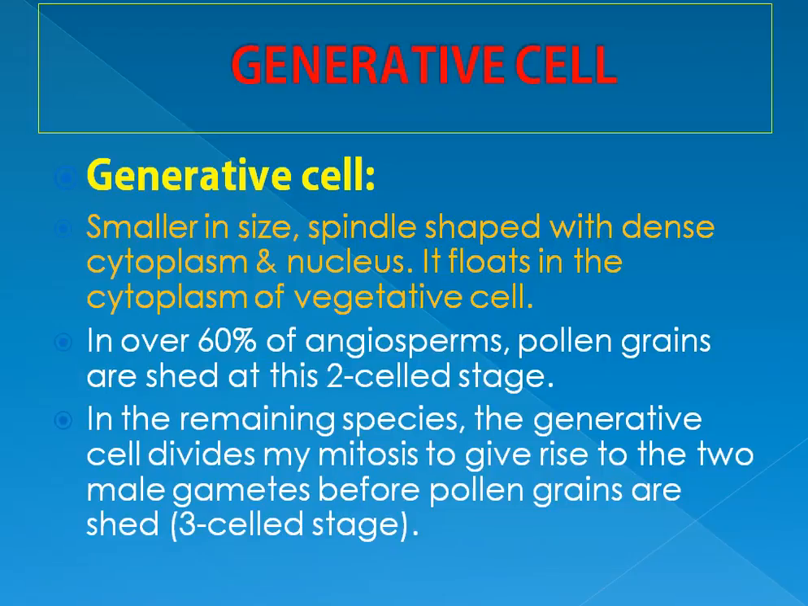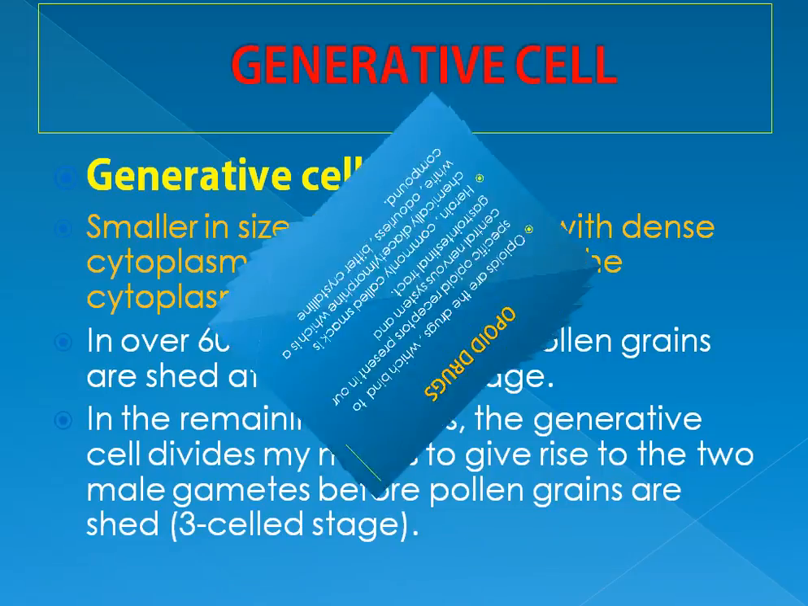In over 60% of angiosperms, pollen grains are shed at this two-celled stage. In the remaining species, the generative cell divides by mitosis to give rise to two male gametes before pollen grains are shed, that is, at the three-celled stage.